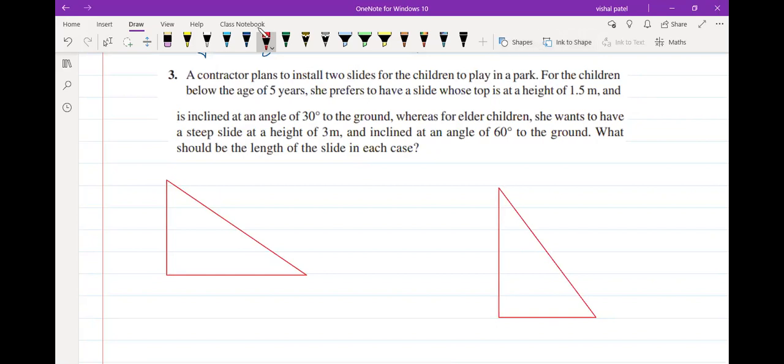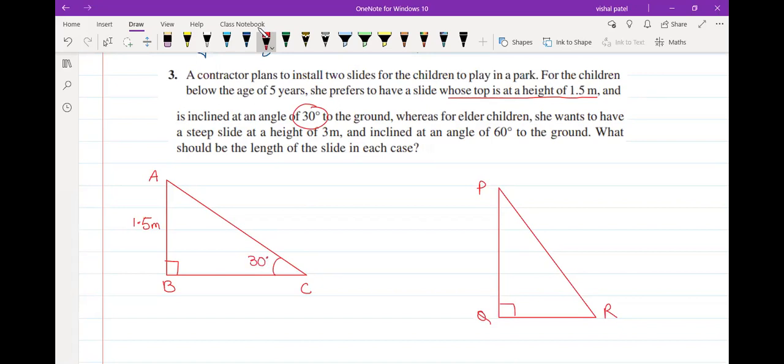Okay, so if you see the question, students, the contractor is making two types of slides. One for children below 5 years, whose top is at a height of 1.5 meters and is inclined at 30 degrees. Means what? See over here. This is 1.5 meter and this is 30 degrees.